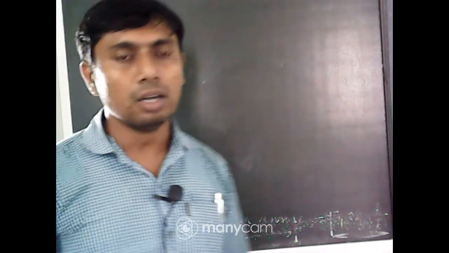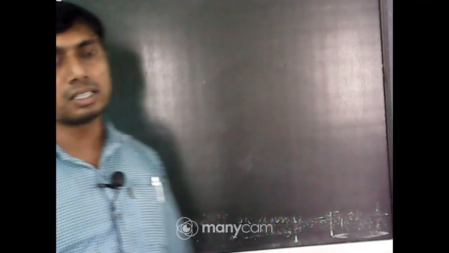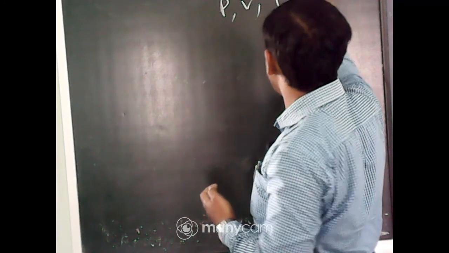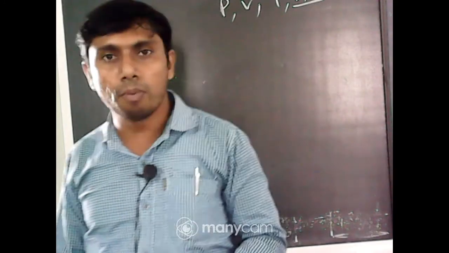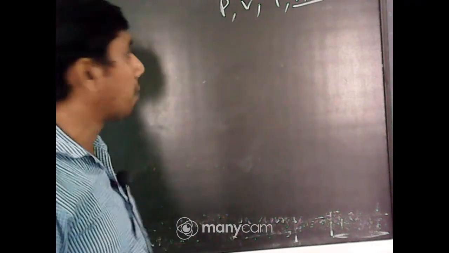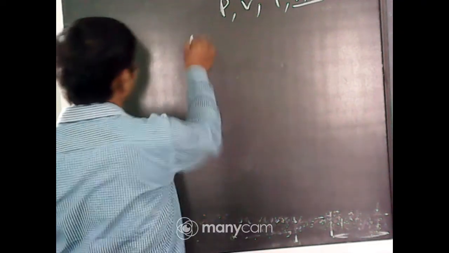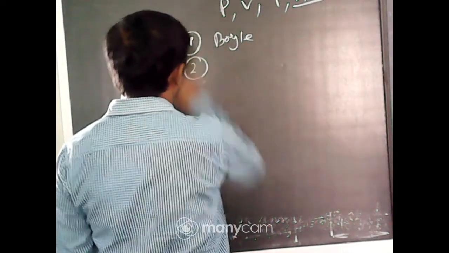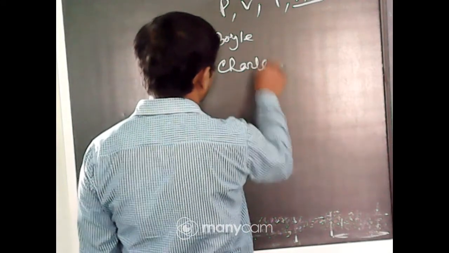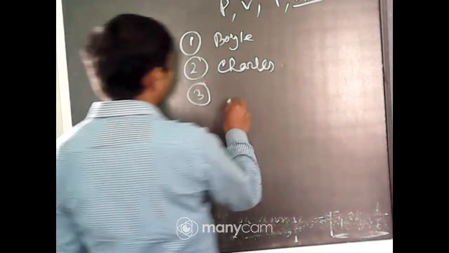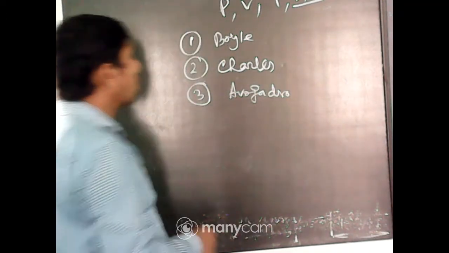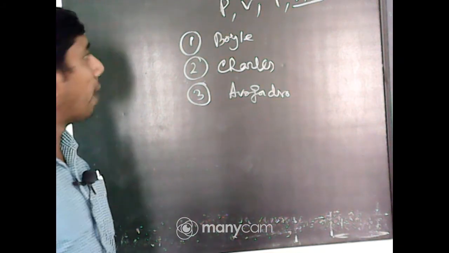Now later on we have to think about the relationship between the parameters. What are the parameters? The parameters are pressure, volume, temperature, and N. N is the number of moles of gas. So these are the physical parameters we have to relate, and the rules are: number 1, which you know about, Boyle's law. Next, Charles. Number 3, Avogadro. So these are the rules we have to discuss one by one.